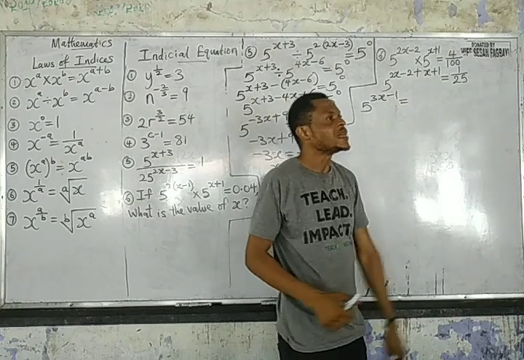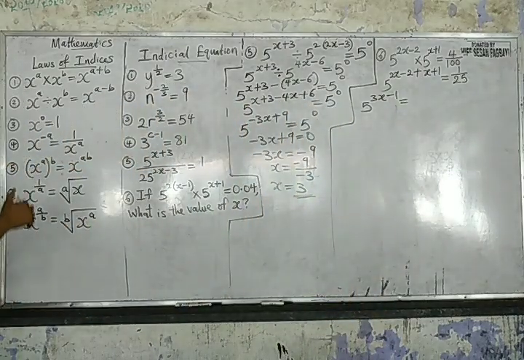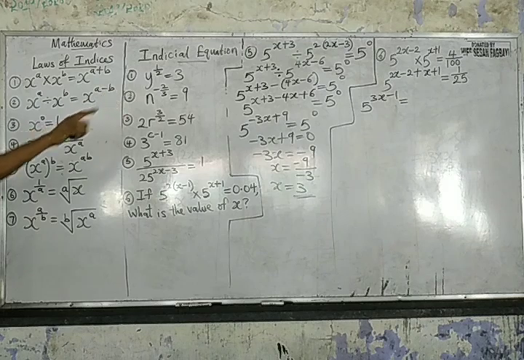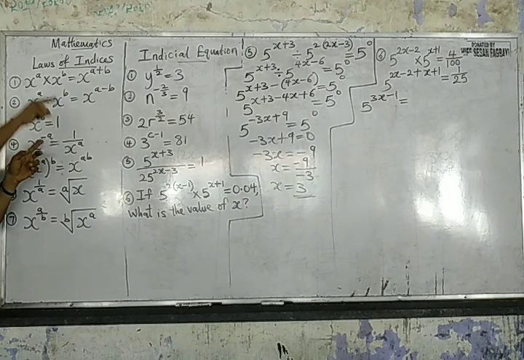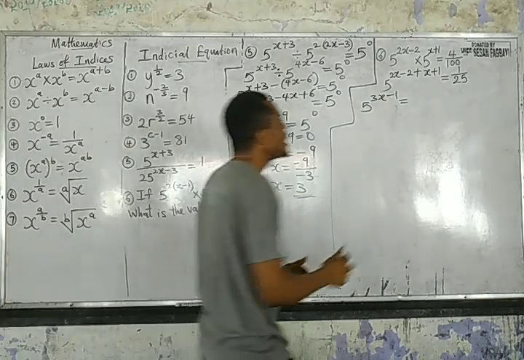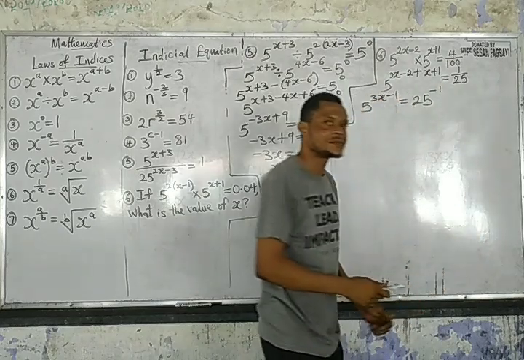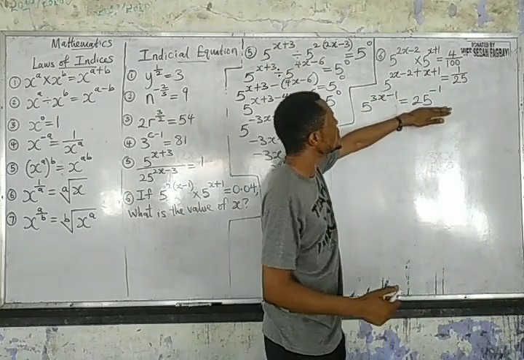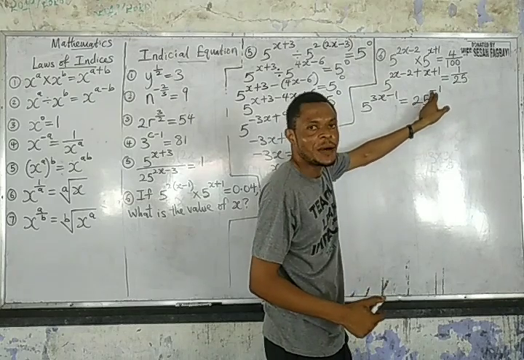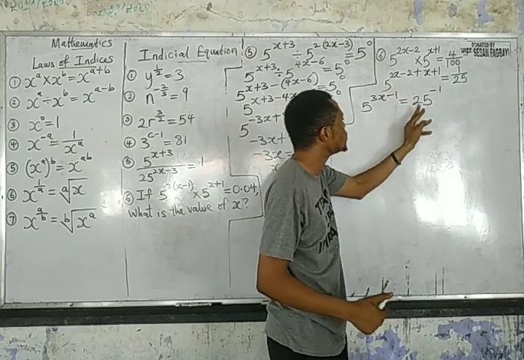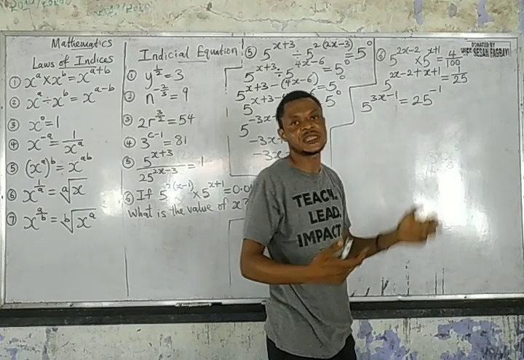Let me take you back to this law of indices. 1 all over 25 is still the same thing as 25 raised to power minus 1. Because once it is raised to power minus, it becomes 1 all over. So it's not out of place to say 25 raised to power minus 1. Because by solving this one, raised to power minus will become 1 all over, and we will be left with 25 raised to power 1, which is still the same thing as 25.